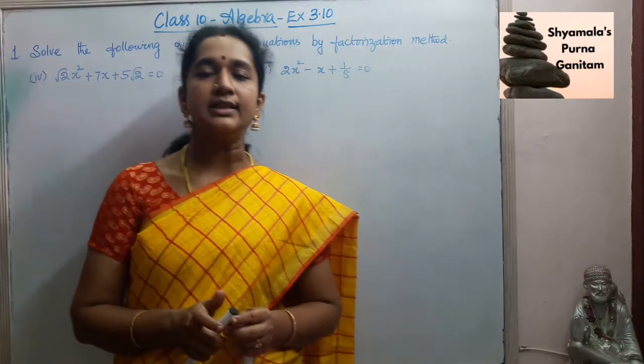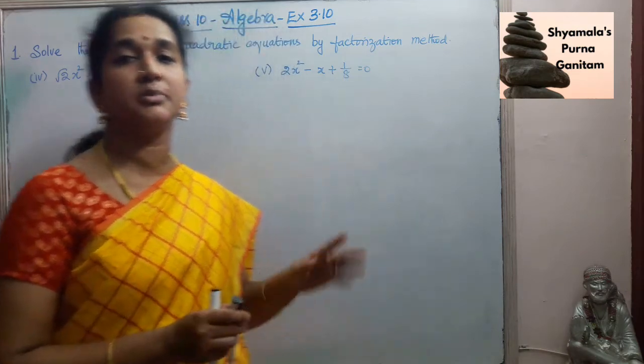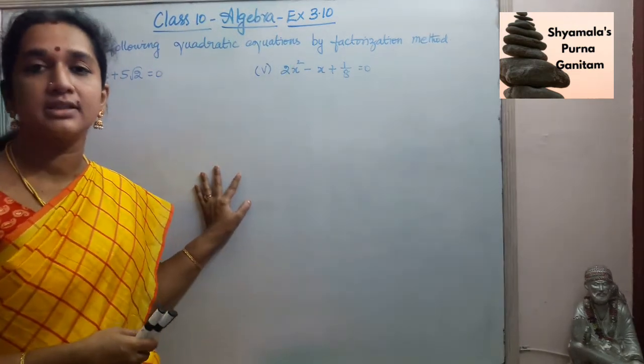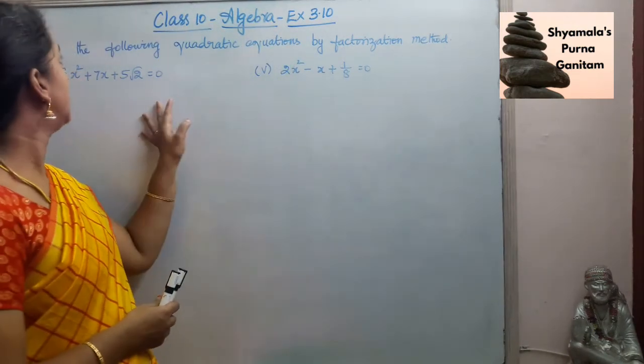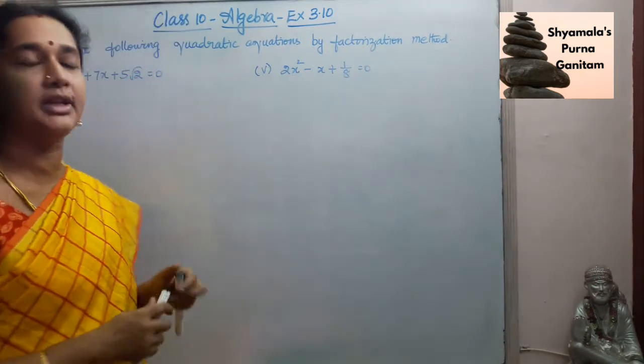Good morning students. In this class, I will be doing the class 10 Samacheer Kalvi syllabus or matriculation syllabus. Third chapter, Algebra, exercise 3.10. Solve the following quadratic equations by factorization method. Already 3 sums I have completed.